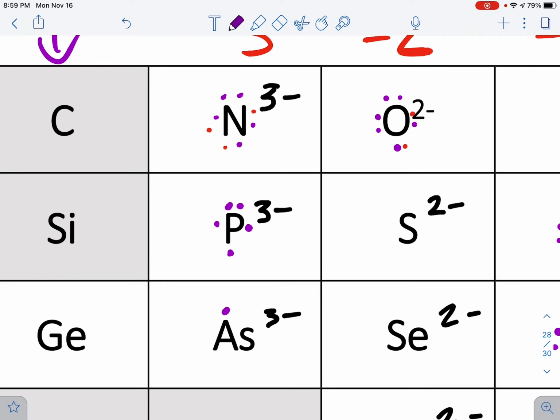So add in 2 colors, the original electrons, and then the extra electrons to make it up to 8. So here's my -3. Or if you want to do this one too.